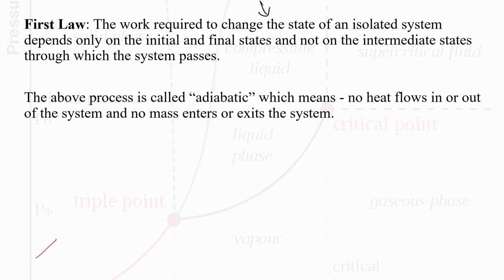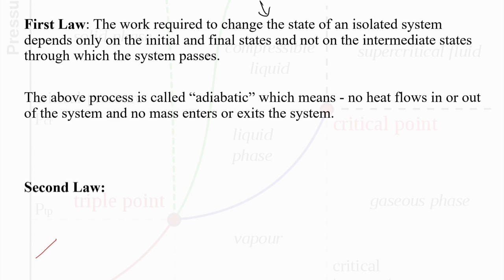There is another terminology that I have to introduce and explain, and that is called adiabatic. The above process that I am talking about involves an isolated system. By isolated, I mean no heat flows in or out of the system and no mass enters or exits the system. There is a hard boundary, and the only thing you can do is work, but you can't push or extract energy from it in any other way. In that case, if the only thing you can do is do work on it, the process is called adiabatic. When the process is adiabatic, the work required to change the state of the system does not depend on the intermediate states. Okay, so that is the first law of thermodynamics.